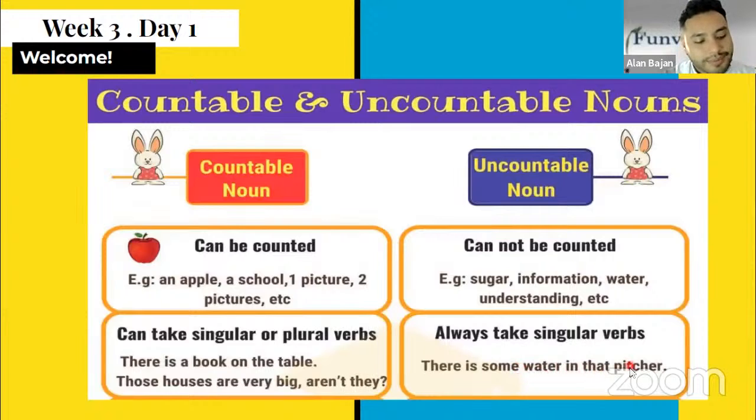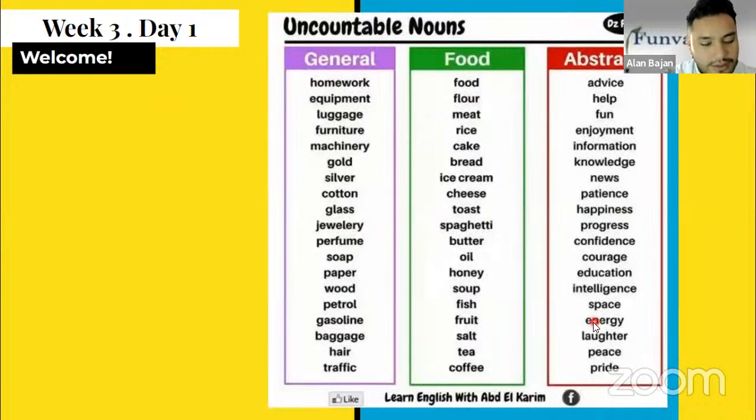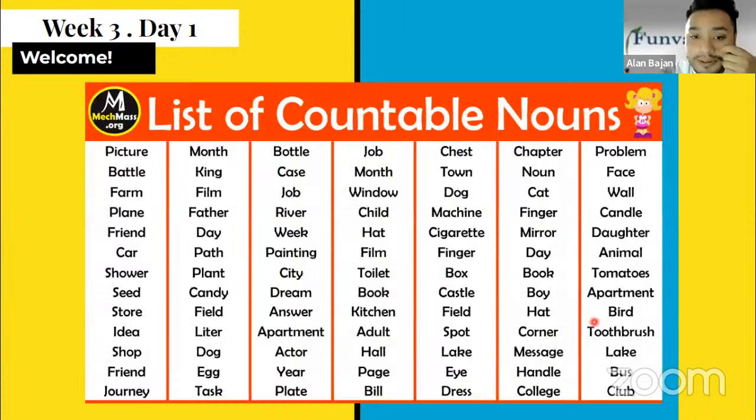There is some water in that pitcher. There is bread in the bag. There is a lot of bread. Hay mucho pan. But in Spanish we say, tengo muchos panes en la casa. Tengo muchos panes para mi cena. Pero en inglés dice, tengo mucho pan. Make sense? Are we understanding what is a countable and uncountable noun? The definition of it?